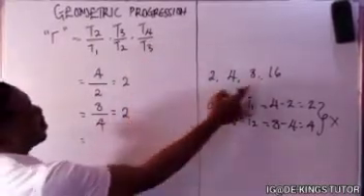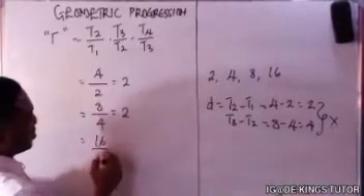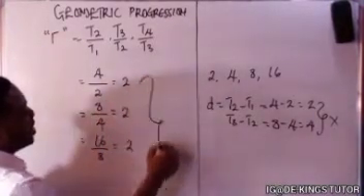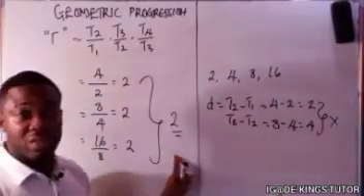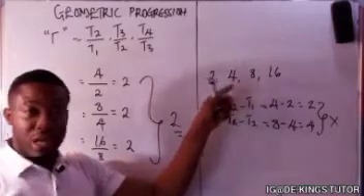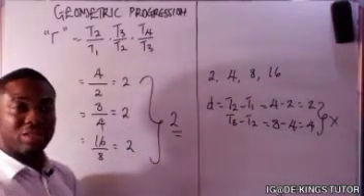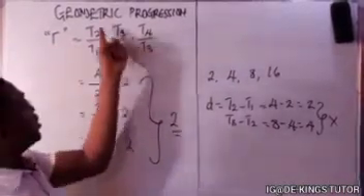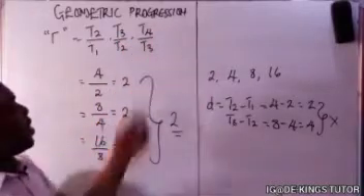We try another one: term 4 divided by term 3. Term 4 is 16, divided by term 3, which is 8. 16 divided by 8 is 2. So you see that they all give you the same value, which means a constant ratio. It means this question is a GP. To know a GP, it must give you a constant ratio, and to get a constant ratio, which is known as the common ratio, it is T2 divided by T1, T3 divided by T2, and T4 divided by T3.